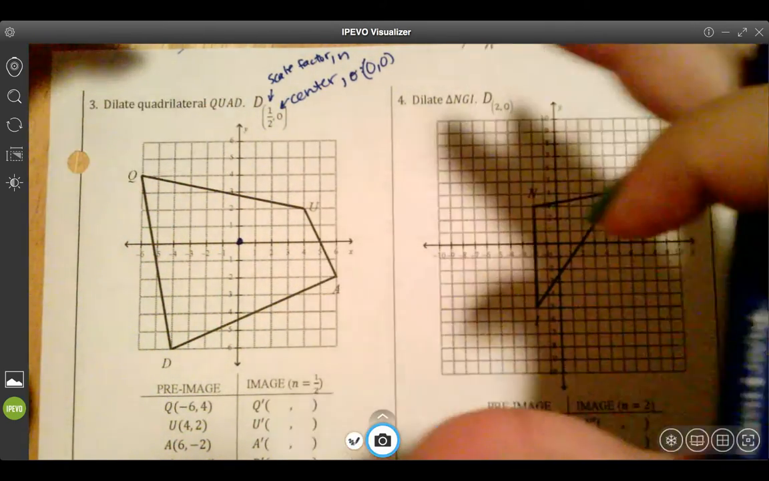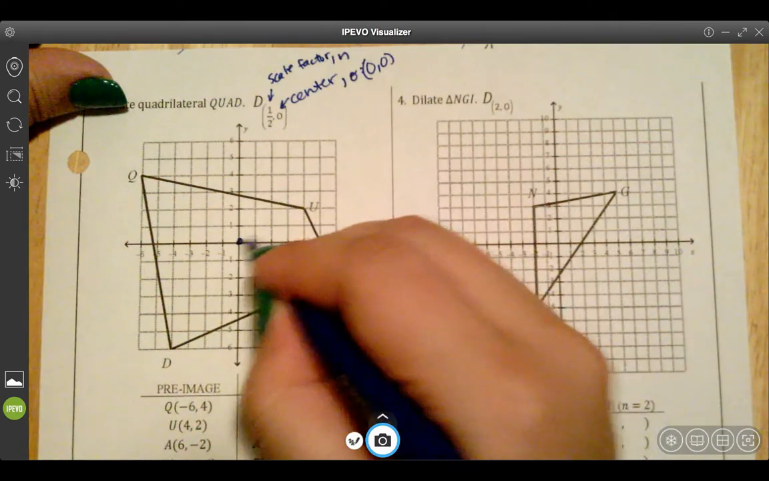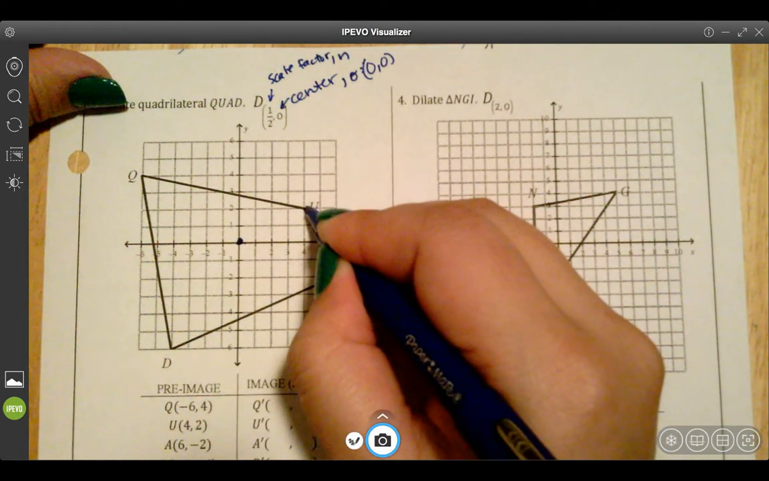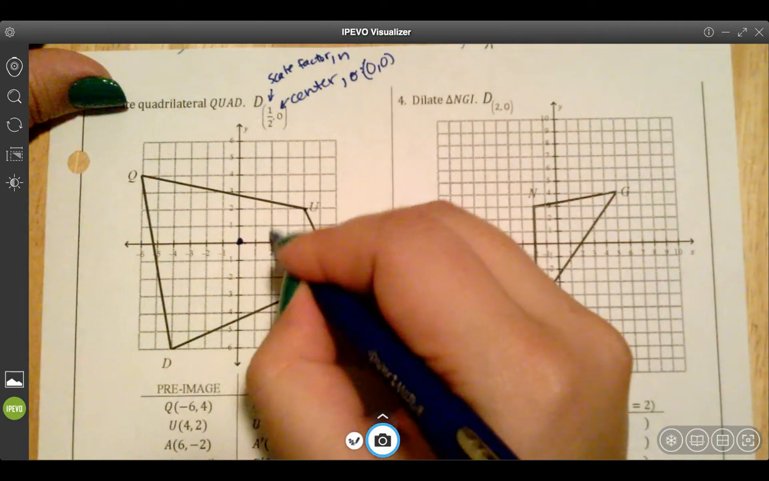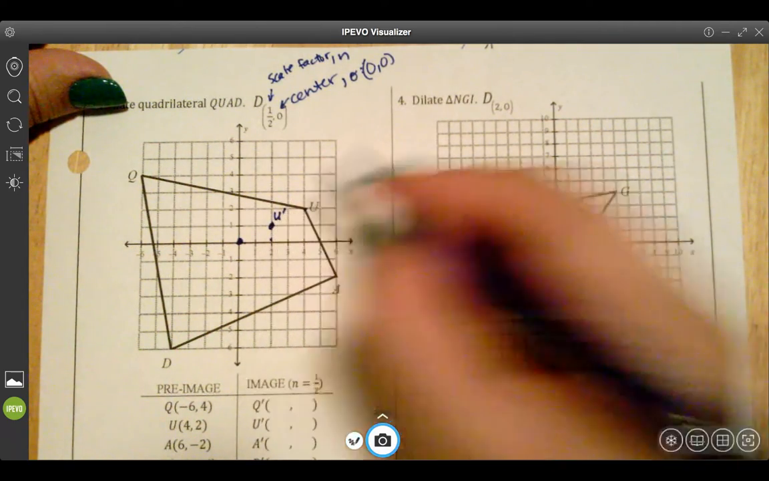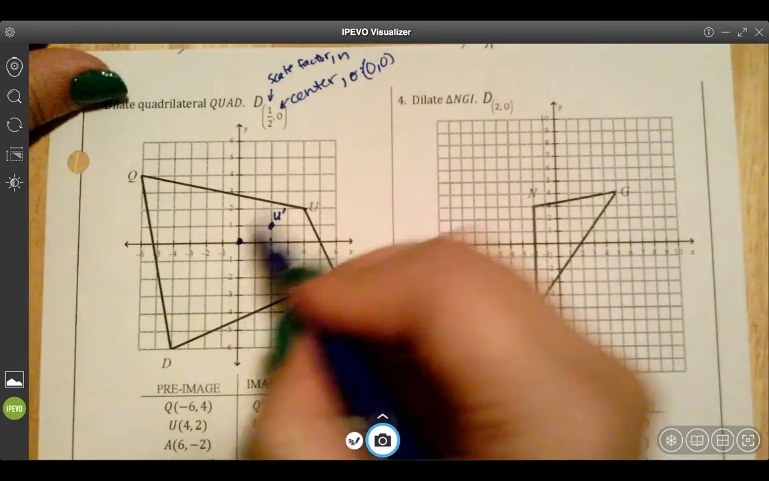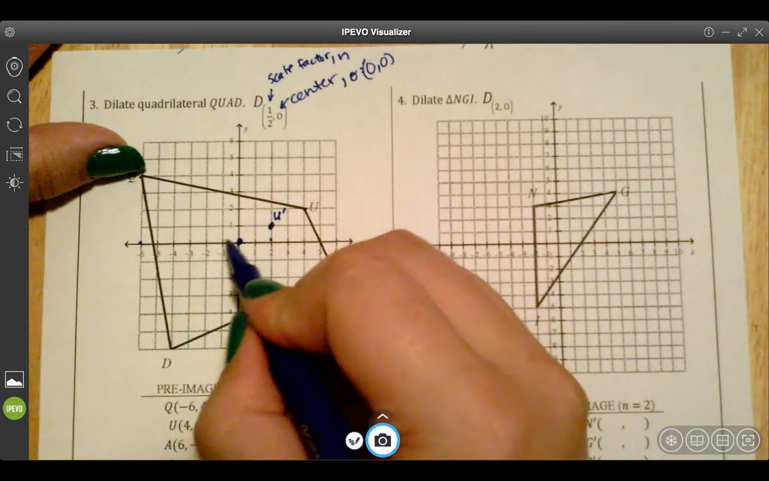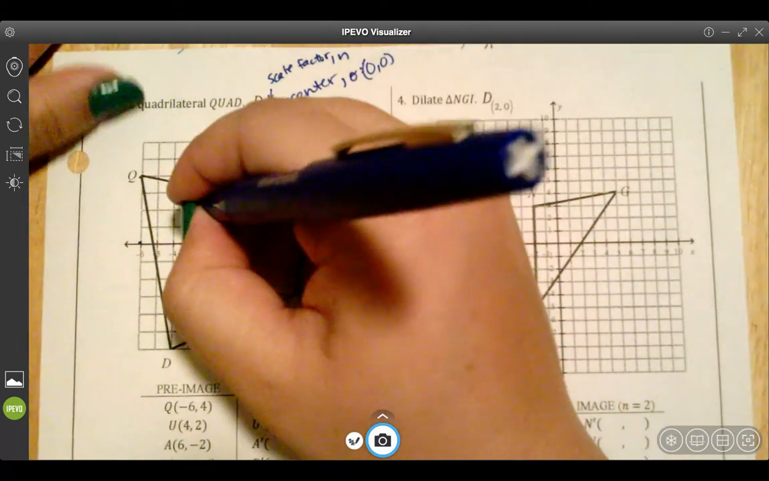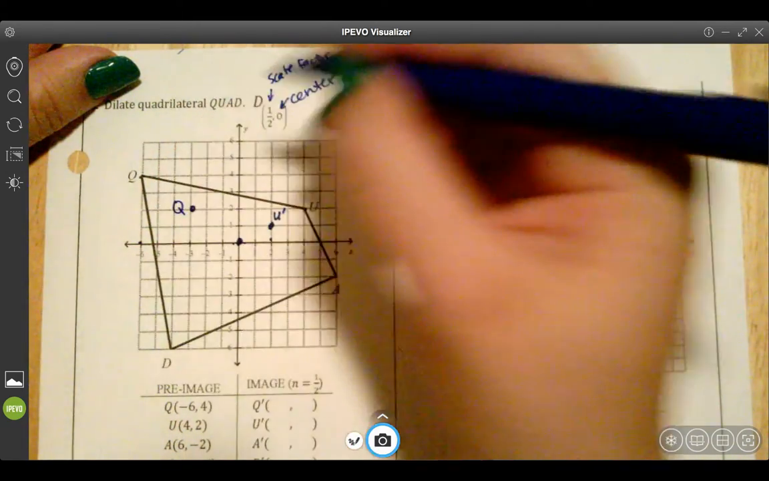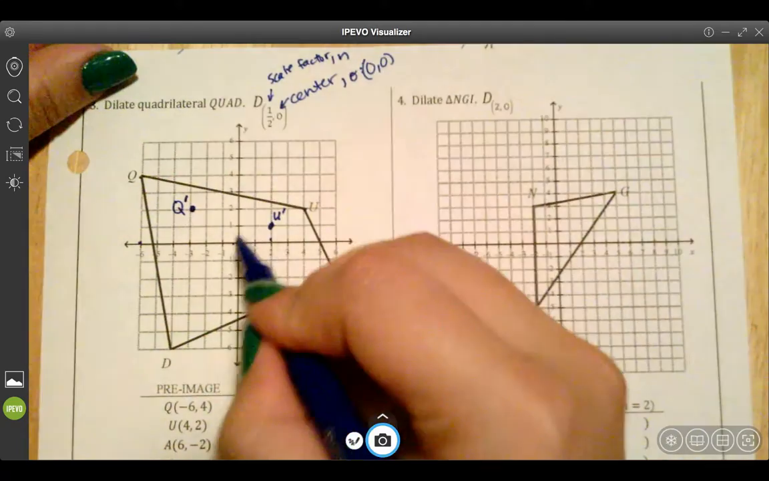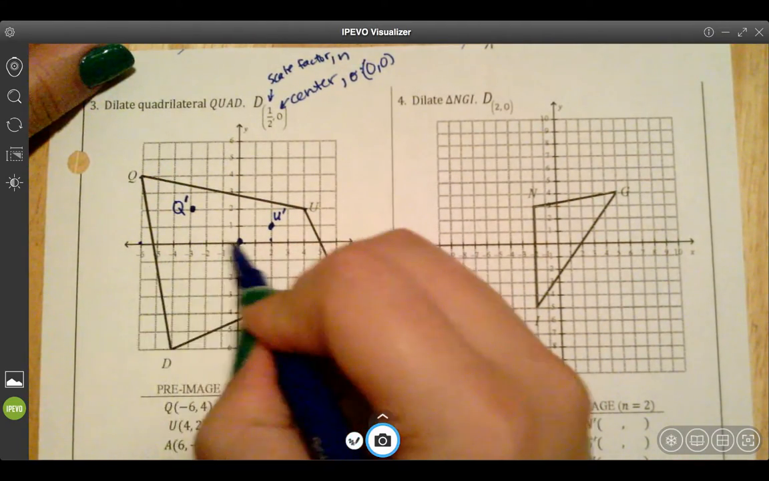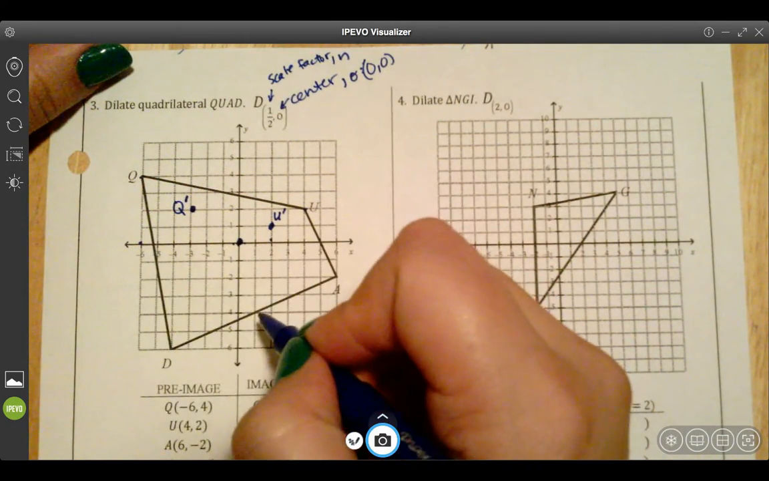So this should shrink. From the origin to U, I go (4, 2). Cut that in half is (2, 1). There is U prime. From the center to Q, that is (6, 4). Cut that in half is (3, 2). Again, I'm just reading distances. So I'm not saying that this is 6 units on a number line. I'm saying it has a distance of 6 units.